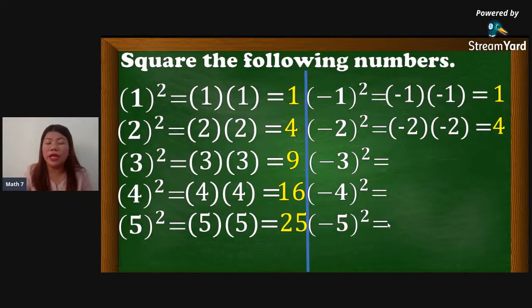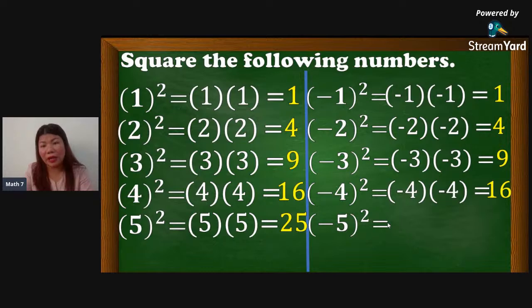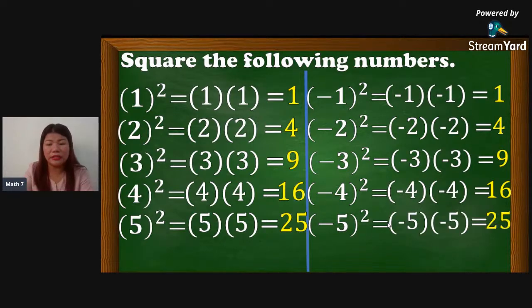Next, we have negative 3 squared. Kapag negative times negative, remember the product must be positive. So we have negative 3 times negative 3. The answer is 9. Next, negative 4 times negative 4. The answer is 16. Negative 5 times negative 5. The answer is 25. May tanong po dito.